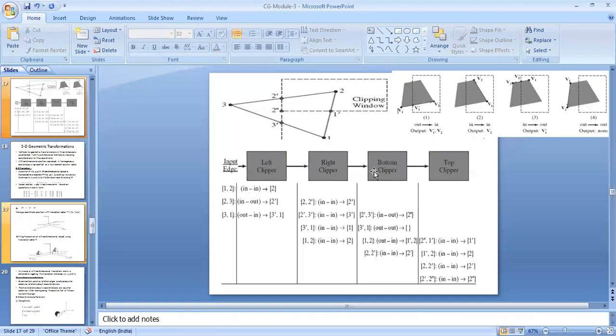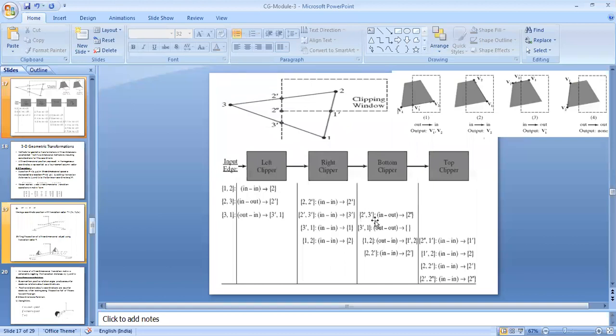So now I'm talking about the bottom clipper. Come to the bottom clipper. This is now the clipping boundary for me. So I can see a part of my triangle is towards the outside, and a part of it is towards the inside of the clipping boundary. Now let us check how things will process.